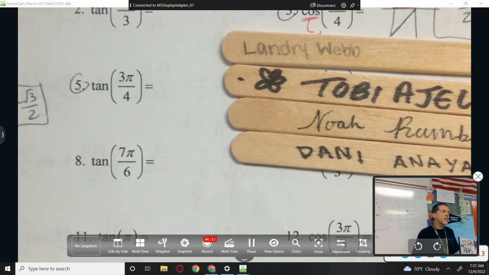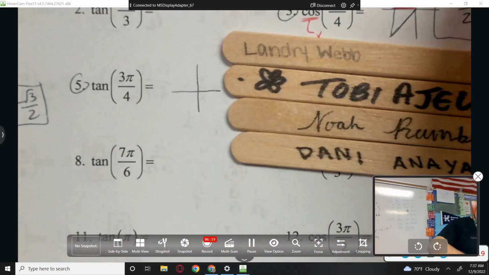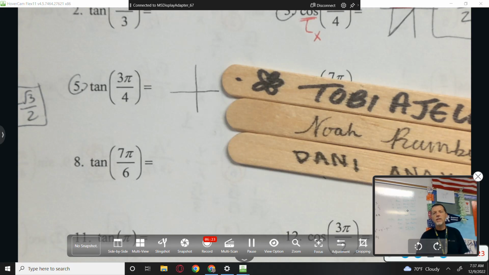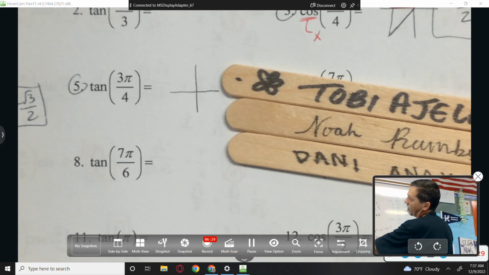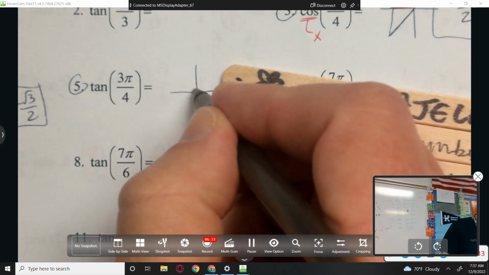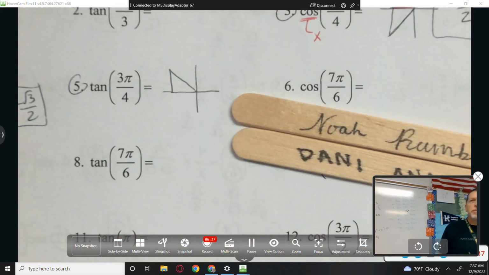Landry, what quadrant is 3 pi over 4 in? Why do you say the second? Great answer. It's almost 1, so it's got to be in the second. Toby, it's in the second, but which one in the second is it? Is it the shallow, the middle, or the steep? Middle. How'd you know it was the middle? It's over 4. So middle angle, second quadrant.